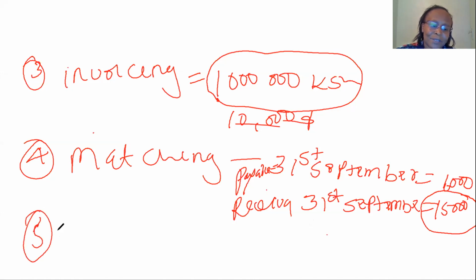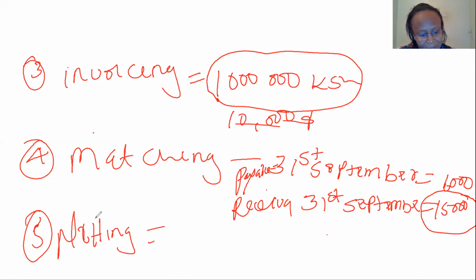There's a fifth method which is called netting. What do you mean by netting? It's there in your notes, which I shared. What is netting?